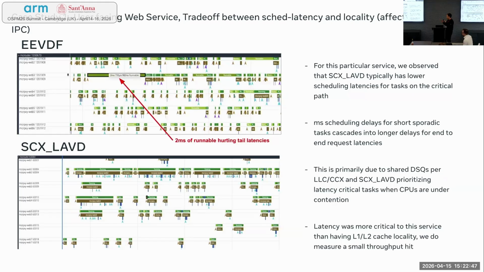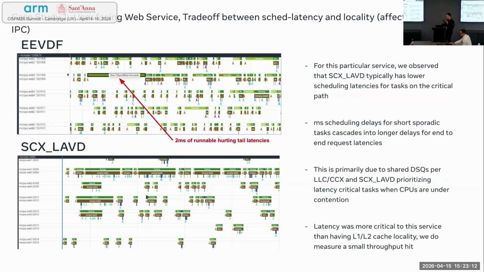A lot of this is due to the fact that we have shared DSQs per LLC, which just means that if a task gets queued up, it's likely to have an available CPU and run. The trade-off here is that we now have a lot more migrations, and that does hurt your L1, L2 cache locality. So we do measure a small throughput hit. This is the kind of trade-off we have to make.